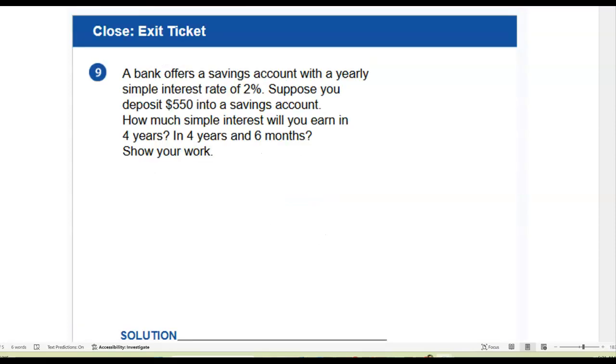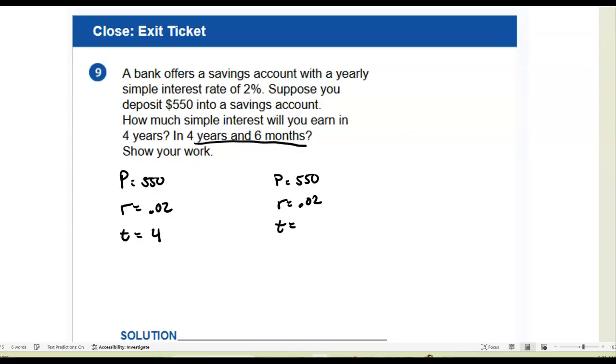For your exit ticket, a bank offers a savings account with a simple interest rate of 2%. Suppose you deposit $550, so your principal is $550. Your rate is 2% or 0.02. How much simple interest will you earn in 4 years? Your time is 4, right? But then also it says 4 years and 6 months, right? So same problem, 550, rate of 0.02. Your time this time is 4 years and 6 months. 6 months is half a year, so your time would really be 4.5.